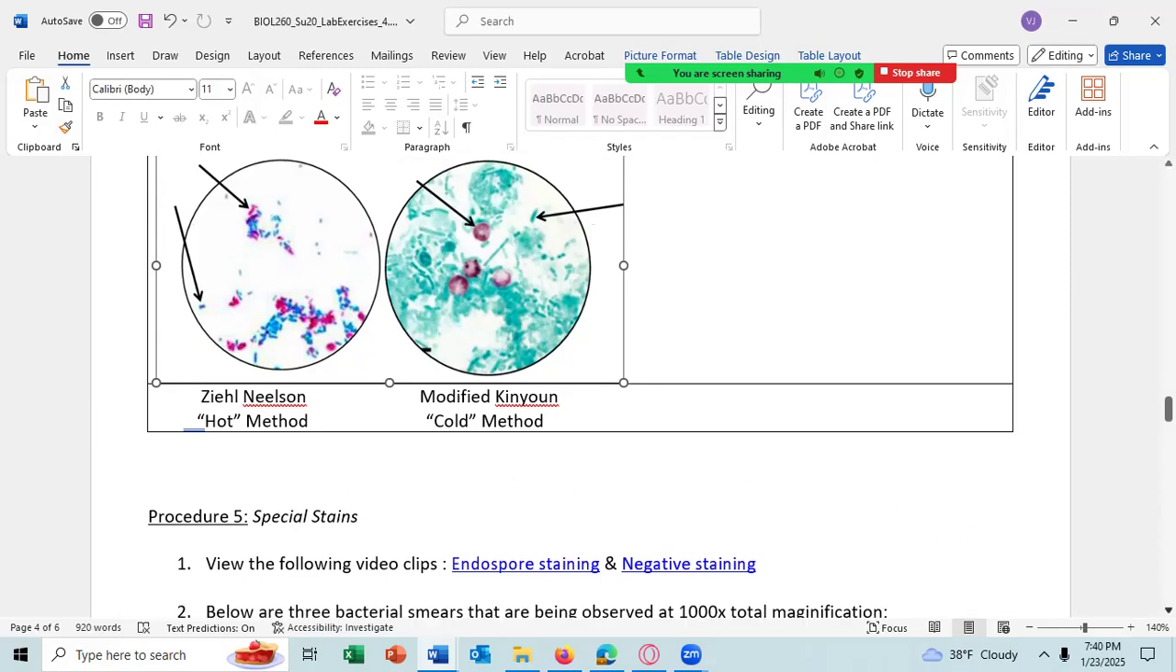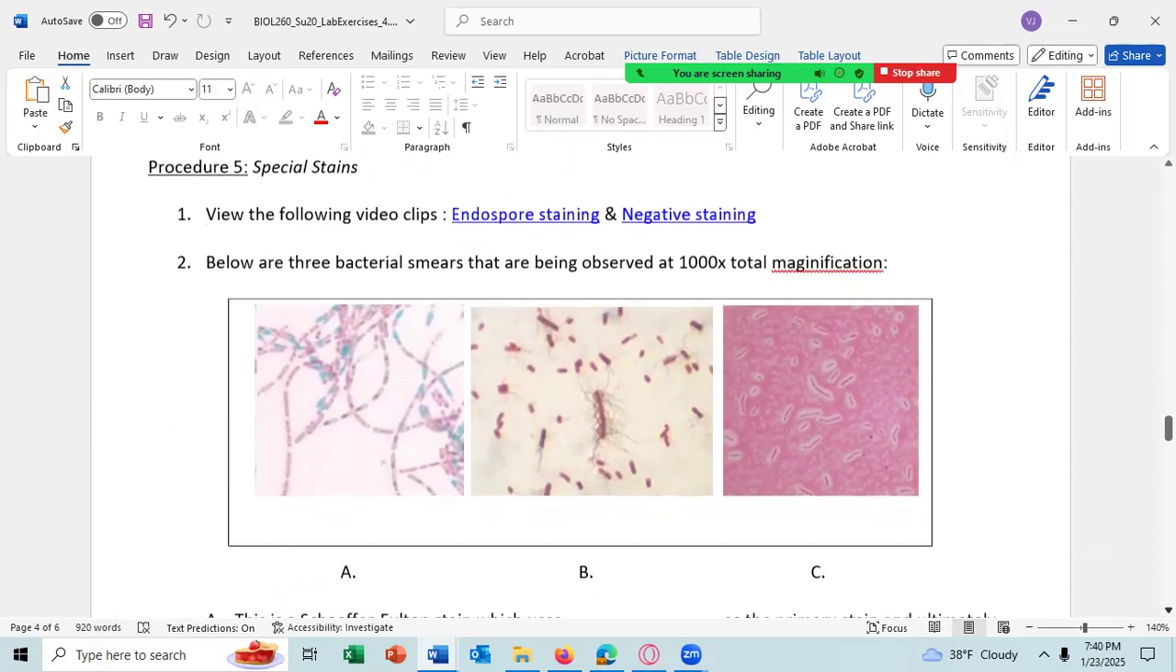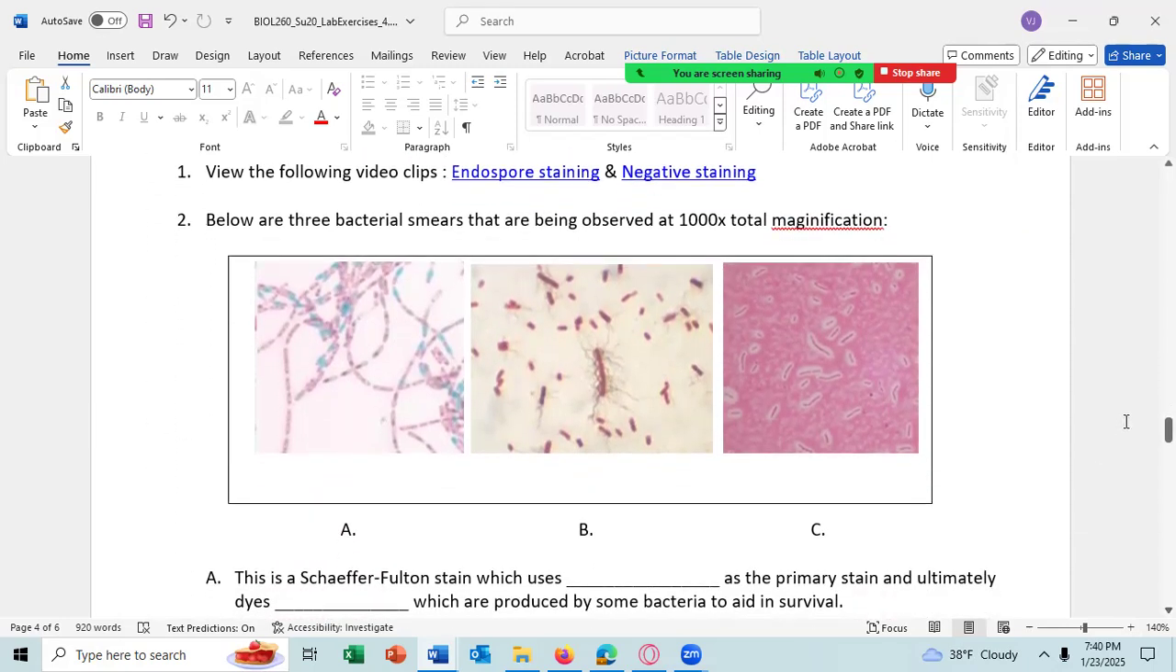All right, in procedure 5, you're going to be looking at a video clip of an endospore stain and a negative stain. And then we have 3 pictures here of 3 different bacterial smears which have been stained and then observed at 1000x total magnification. Picture A refers to question A, picture B to question B, picture C to question C.